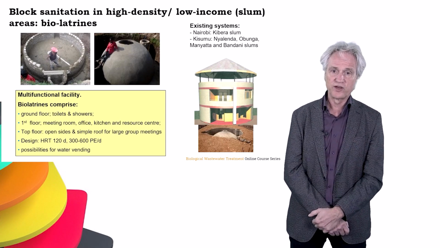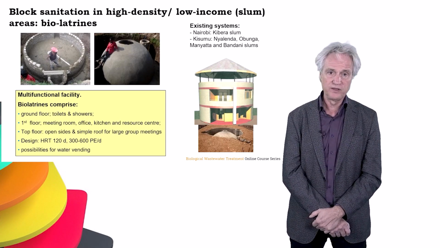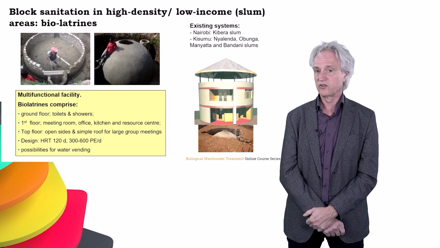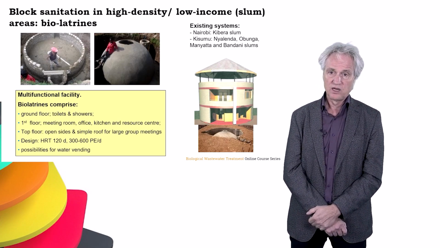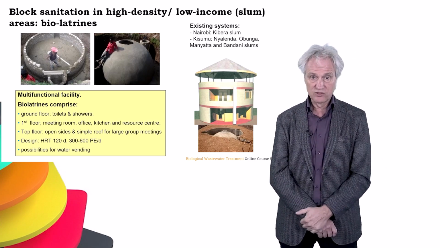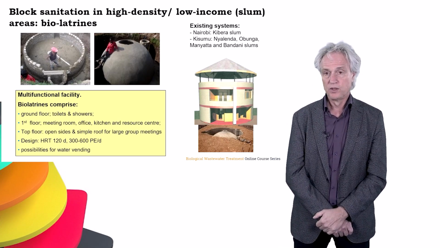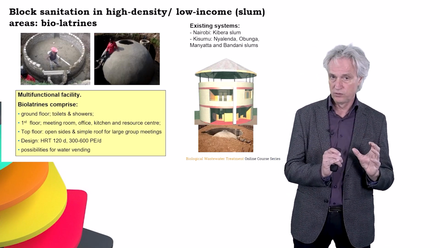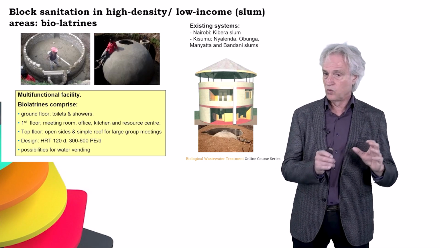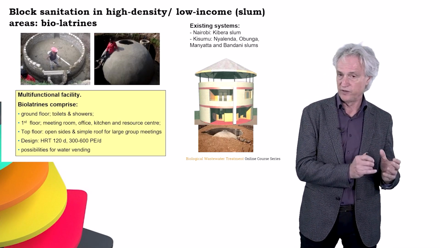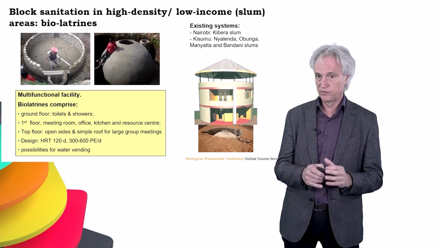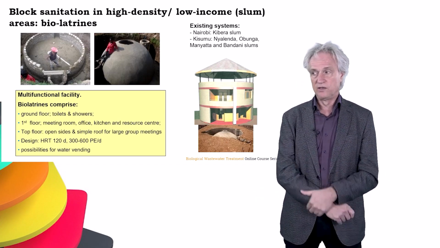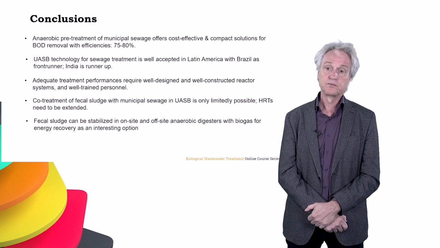The top floor is an open site, a simple roof for large group meetings. Design HRT 120 days, 300 to 600 population equivalent per day. And you also have connected to this the possibility for water vending. It is a down to earth, low cost, non-sewage sanitation solution, where you have a direct collection of the fecal matter and conversion of the fecal matter and urine into stabilized sludge and an energy carrier, methane gas.